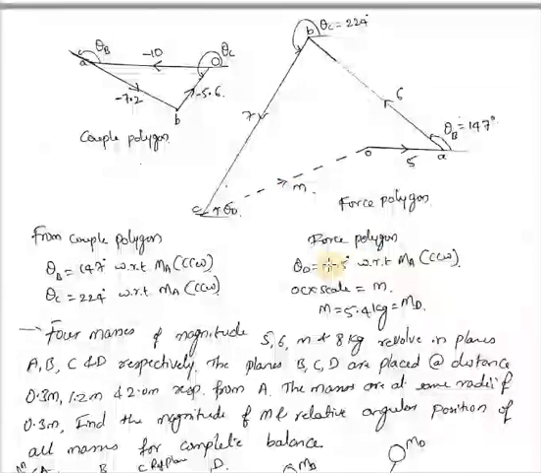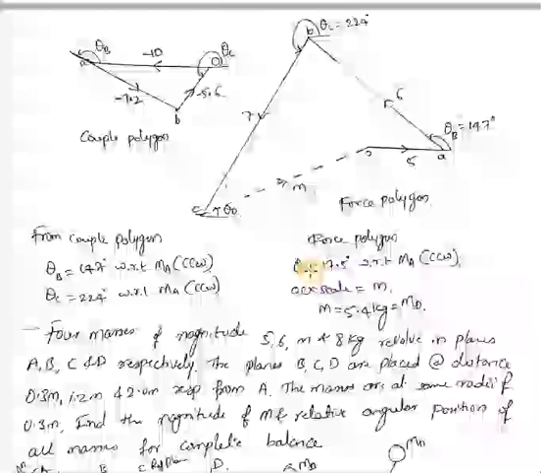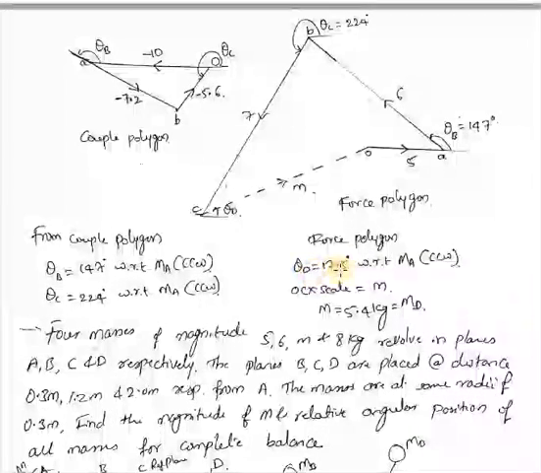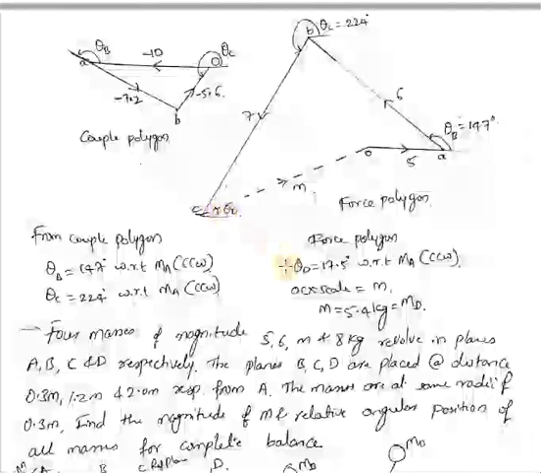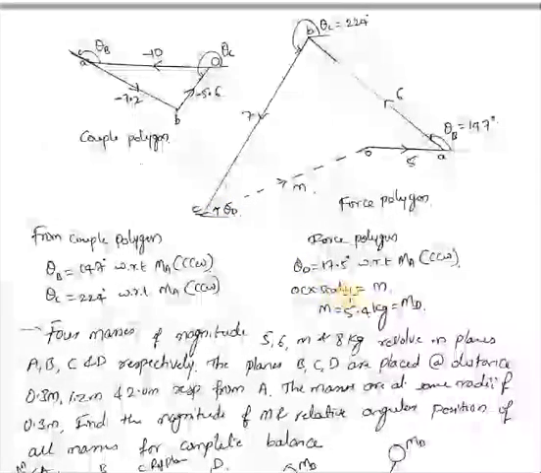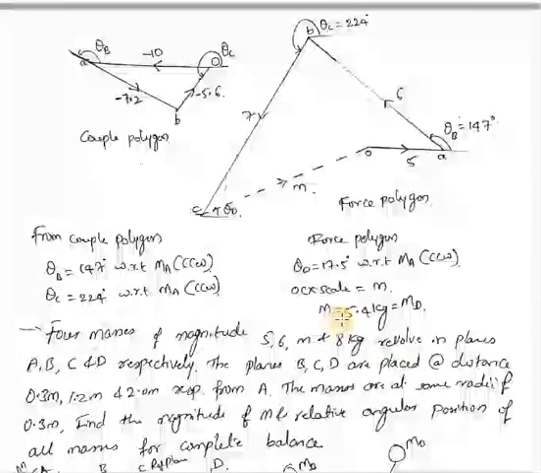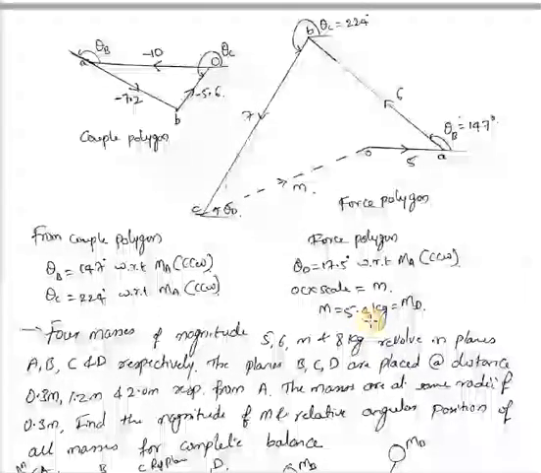So from the force polygon we got the angle for D, that is theta D is 17.5 degrees, that is this angle, and OC into scale should be equal to M. From that we get the mass in plane D as 5.4 kg.